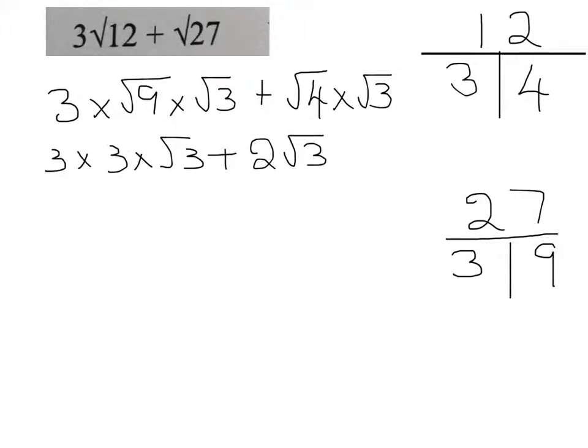This simplifies down to 3 times 2 times the square root of 3 plus 3 times the square root of 3. So 6 root 3 plus 3 root 3 finally gives us 9 root 3.